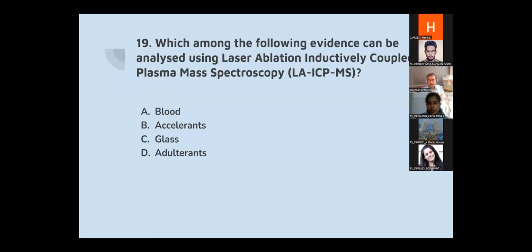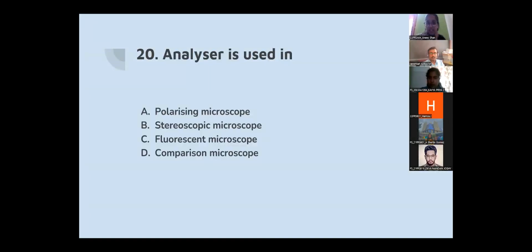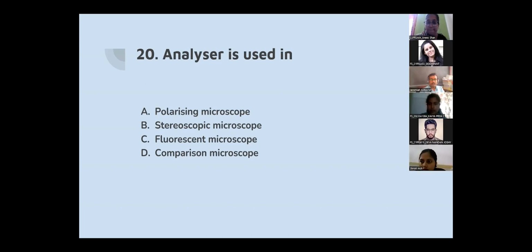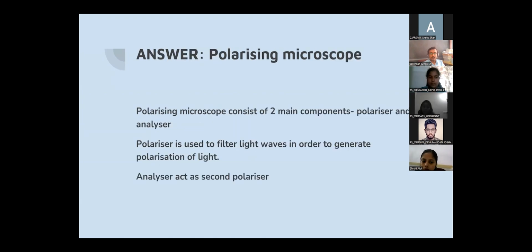Hamza, you can switch on your video and answer. Analyzer is used in option A, polarizing microscope, option B, stereoscopic microscope, option C, fluorescent microscope, and option D, comparison microscope. You're on mute. Is it polarizing microscope? Yeah, polarizing microscope, I guess. The answer is polarizing microscope.